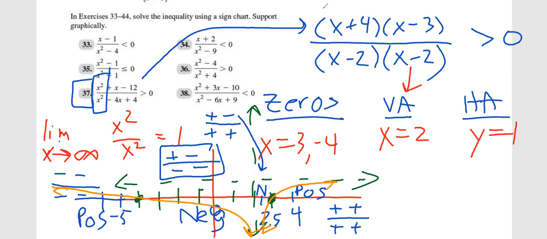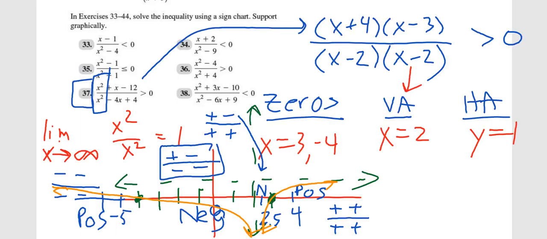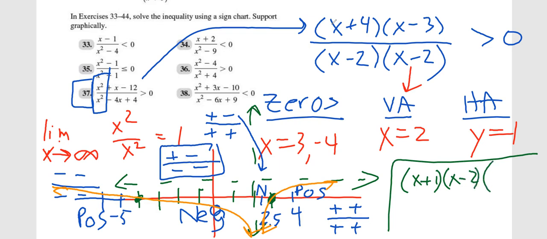Now, I've had a few people today asking about something like this. Maybe I can draw it in the corner here. Let's say it was x plus 1, x minus 2, and x minus 3 is greater than 0. Or greater than or equal to. It doesn't really matter. Okay, so let's say that was the problem.